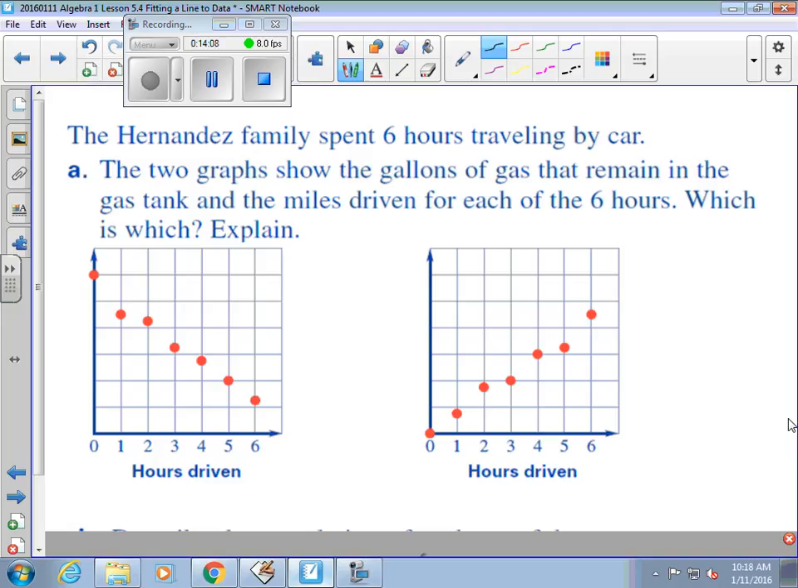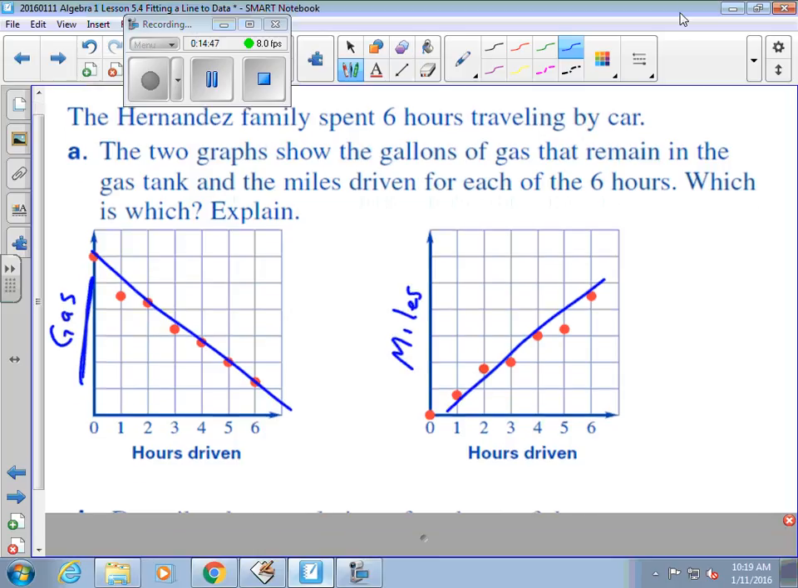Okay, the first graph, positive or negative? We can clearly see it's going down. What am I going to write over here? In this blank right here, will we write the amount of miles driven or the amount of gas left? Gas or miles? That is gas, because the more they drive, the gas in their tank is going down. So this one is gas. This one we can clearly see is going uphill. That's a positive correlation. The more hours driven, the more miles they drive. So this one will be miles.